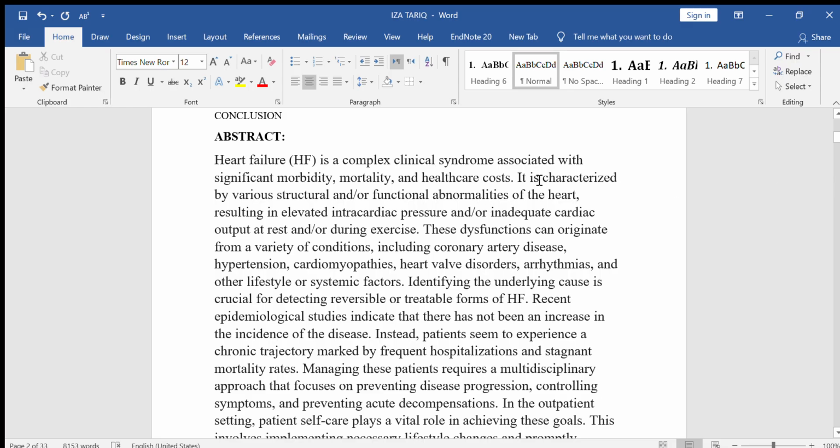Heart failure is a complex clinical syndrome associated with significant morbidity, mortality, and healthcare cost. It is characterized by various structural and/or functional abnormalities of the heart, resulting in elevated cardiac pressure and inadequate cardiac output at rest or during exercise.